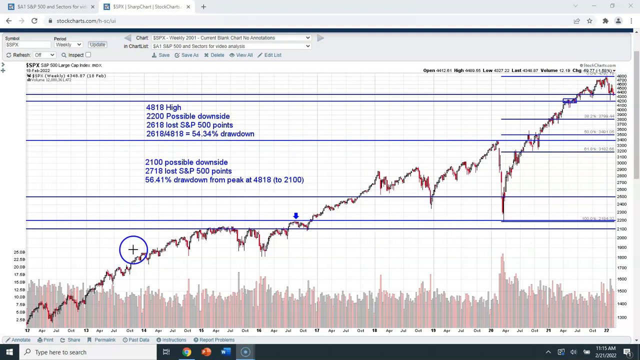Now, I went ahead and ran the calculations that if we pulled back to this other peak, as you can see, there's clearly more support here. Again, I am not making predictions, but this is the top end of the range at 2,200. We check back to that during the COVID downturn, but if we were to fall back to a thicker area of support at 2,100, that would mean 2,718 lost S&P 500 points. That's a 56.41% drawdown from the peak at 4,818 down to 2,100.